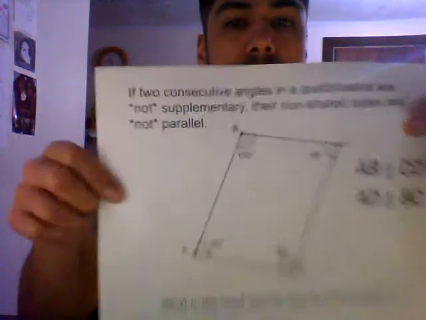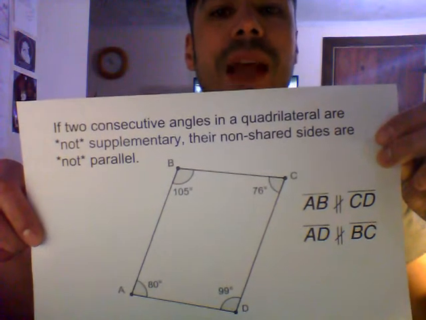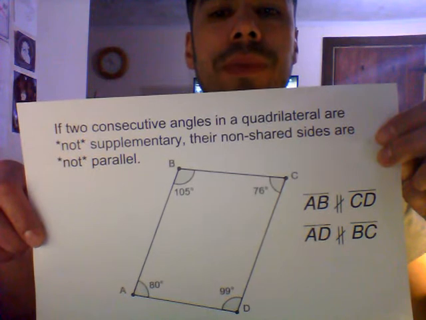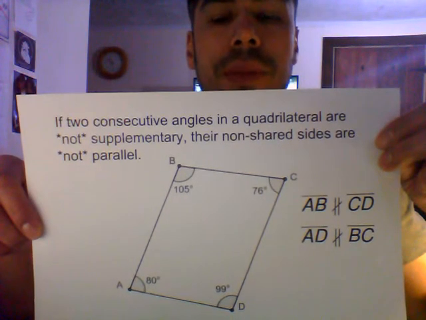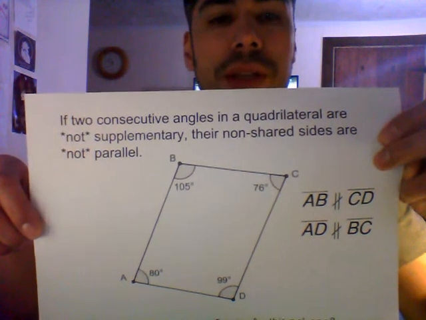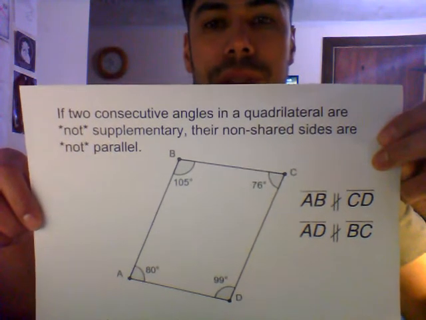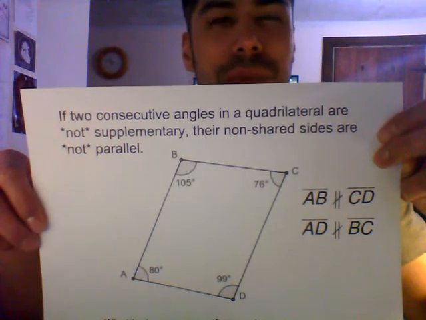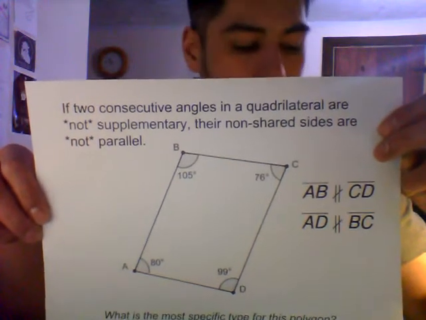So we know here that segment AB is not parallel to segment CD, and segment AD is not parallel to segment BC. So here our opposite sides are not parallel because our consecutive angles are not supplementary. So this is not a parallelogram. It looks like it might be, but our angle measurements are telling us that no, it's not.